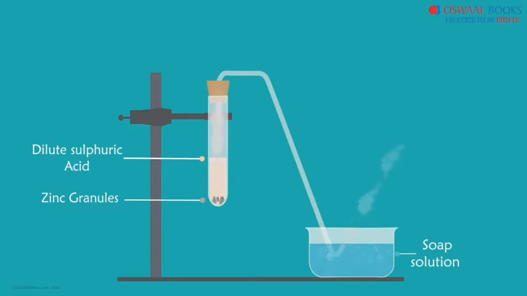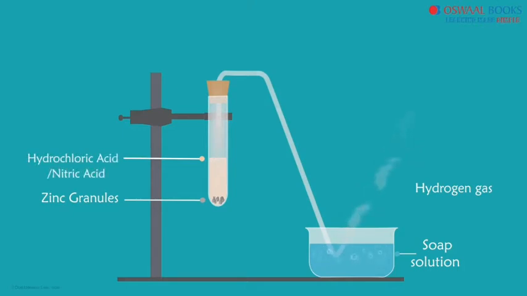What's being released is nothing but hydrogen gas. And how do you test for hydrogen gas? The characteristic test for hydrogen gas is burning with a pop sound. If we bring a lighted candle here, the gas will burn with a pop sound. This confirms the evolution of hydrogen gas. You can also try replacing the acid with other acids like hydrochloric acid or nitric acid and you will see a similar reaction.